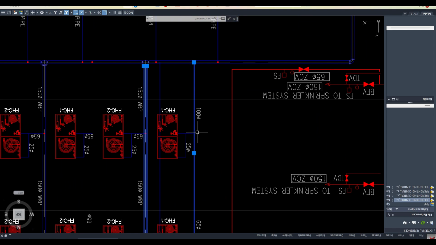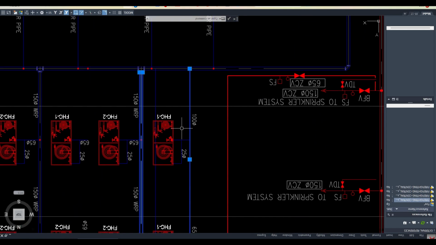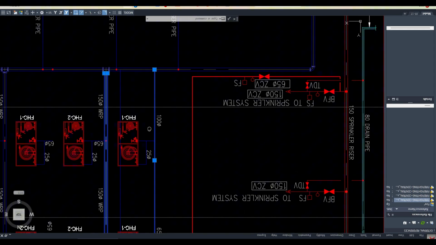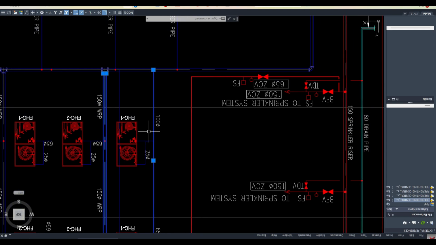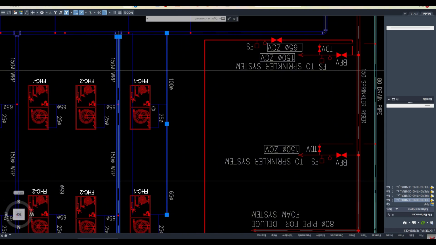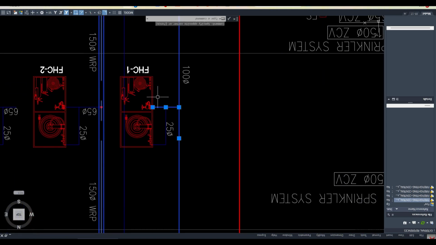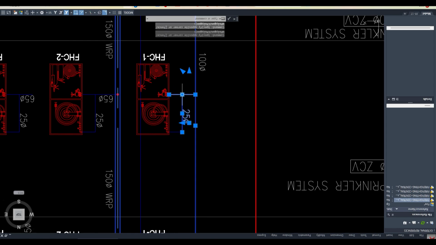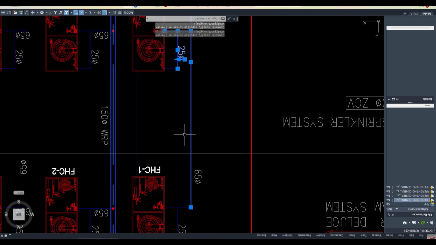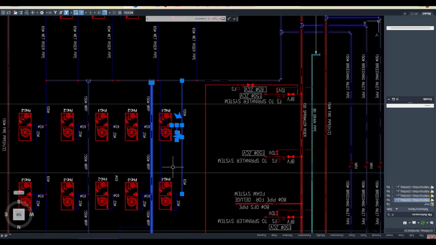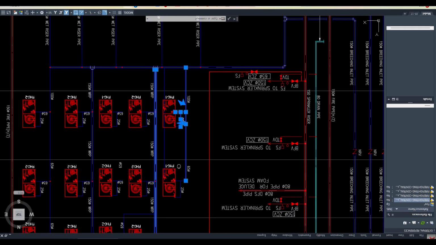A 75 dia riser is given in the fire hose cabinet, sir. Not allowed, right? The rule is it is not allowed. It cannot be less than 100 dia. So that point is also there, we need to check. Suppose your modeler understood that this is 65 dia, this is also 65 dia, and this is 25, so the maximum pipe size here is 65, so I will arrange the 100 dia, right?